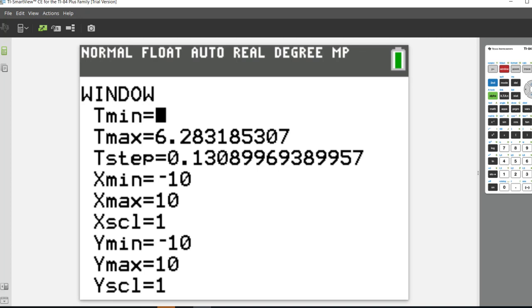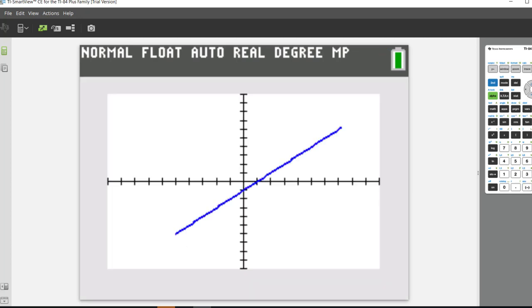Oh, my t min is starting from 0, so I need to go a little further because I can have negative t values in this. So if I do like a negative 6, just to make it simple. There we go. Okay, so we know it matched.